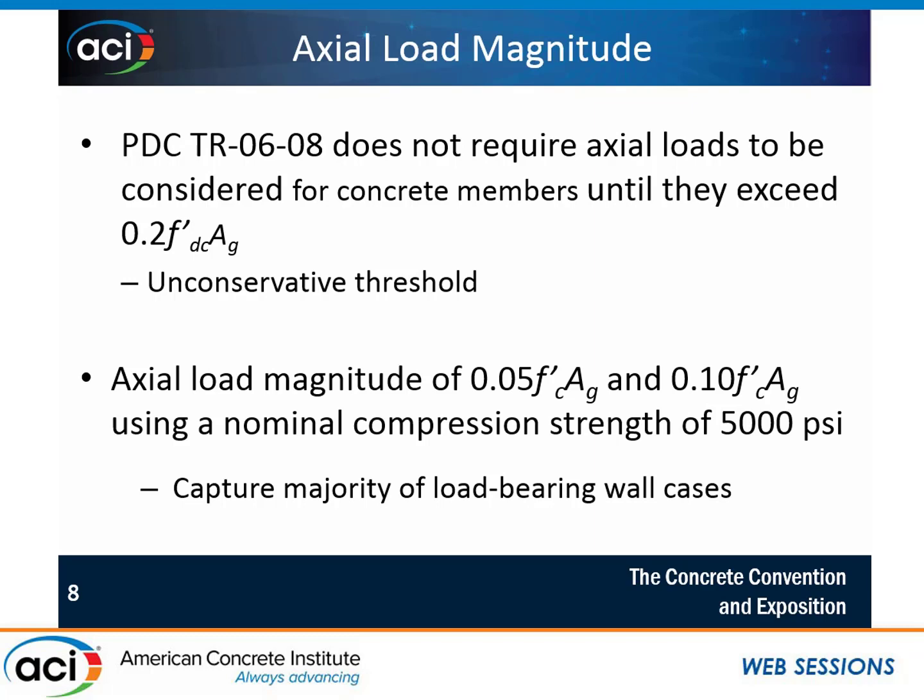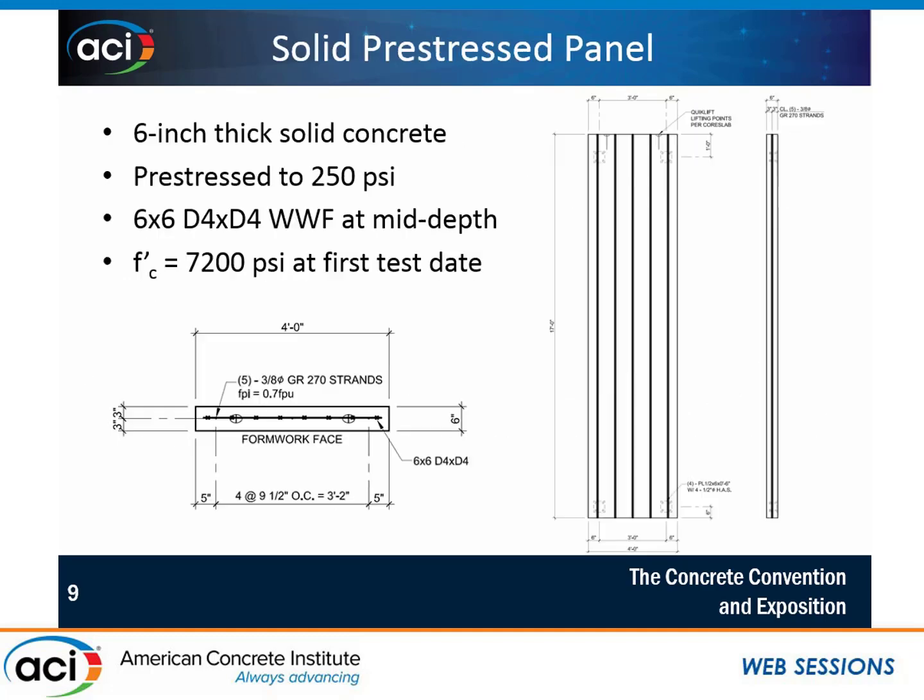These two values as well are understood to capture the majority of load-bearing walls that you would come across in industry. The research program in entirety looked at solid panels and then also sandwich panels. So panels that had 100% and panels that had 60% composite action by design. What I'm going to focus on today is just the solid panels, just because of time. So these are the panels that we tested. We did, I think, 5 or 6 of these same specimens. They were 6 inches thick, and they had concentric pre-stressing, and the initial pre-stressing ratio is around 250 psi.